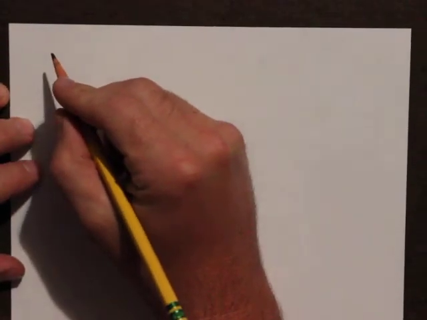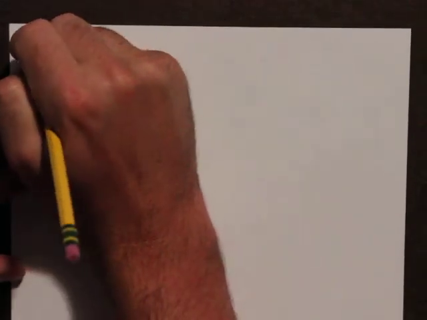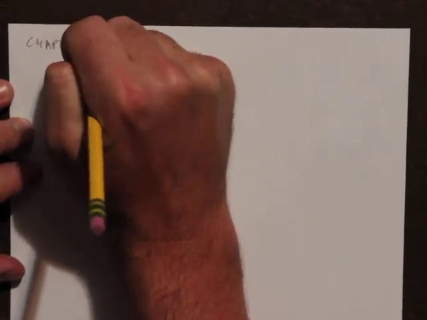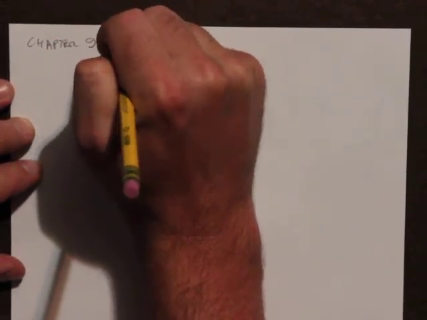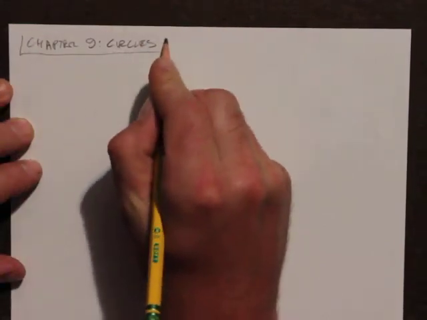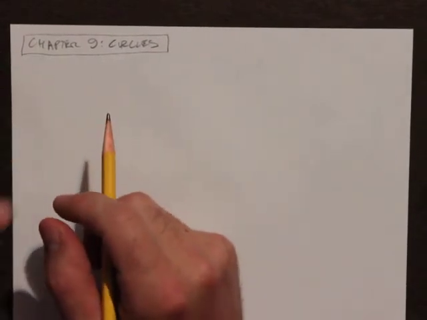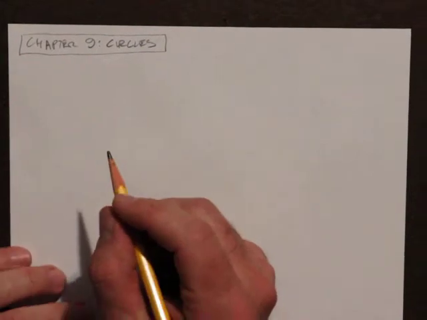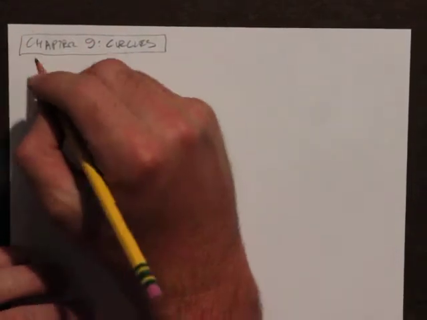Alright, chapter 9. We are looking at circles. So as we start looking at circles, let's look at a parabola. What? Just bear with me.